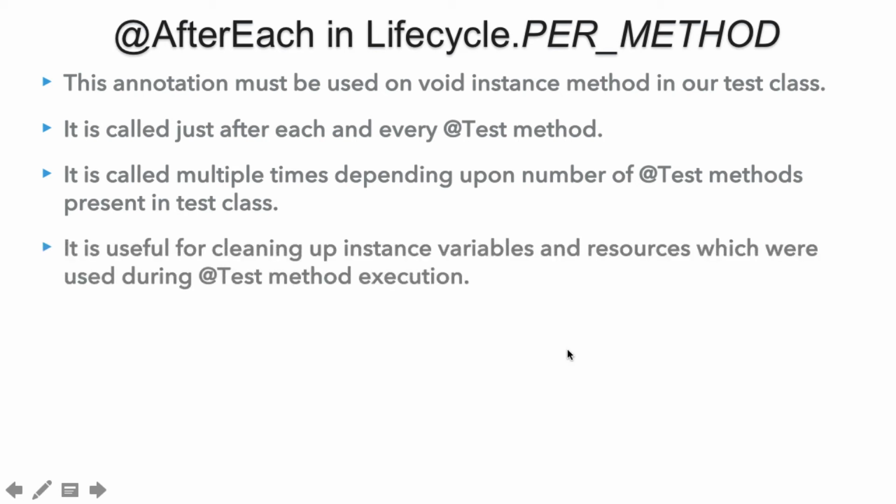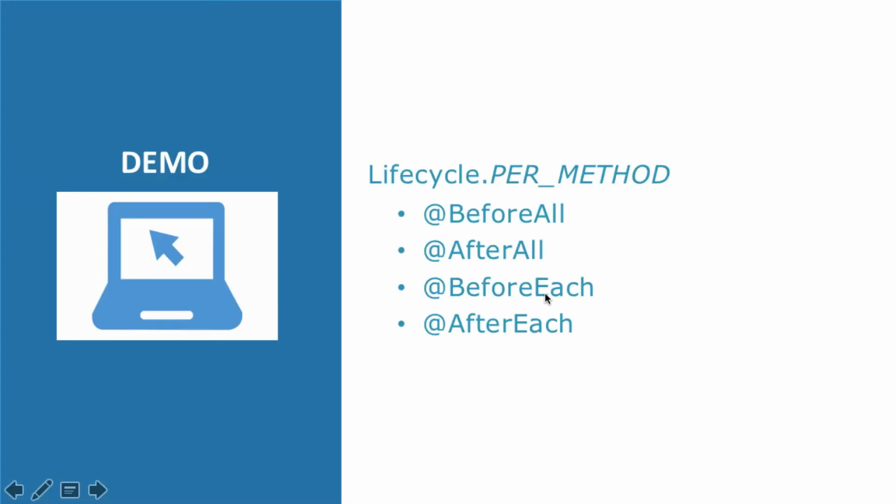Now it is basically used for cleaning up the instance variables and resources which we might have used during @Test method execution. So friends, this was all about @BeforeEach and @AfterEach annotations and how they are used in lifecycle per method mode. In the last 2 lectures we saw how @BeforeAll, @AfterAll, @BeforeEach and @AfterEach are an important part of the test class lifecycle. So now let's go to Eclipse and see the demonstration of all these 4 annotations in lifecycle per method mode.